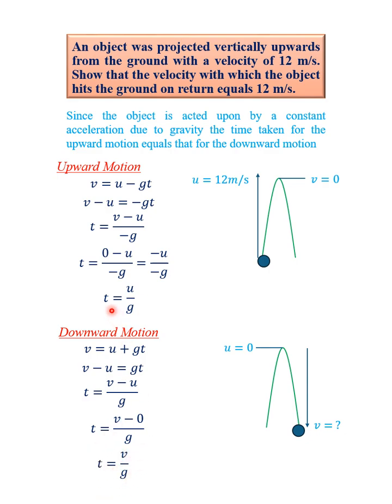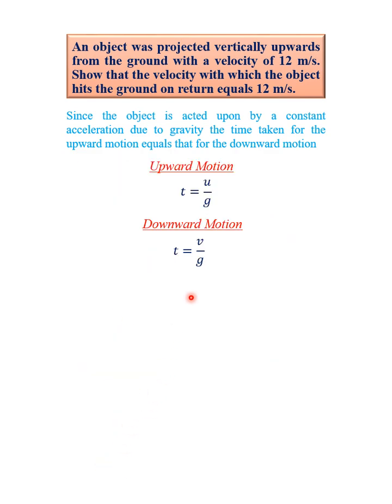So we know the t for the upward motion, and we know the t for the downward motion. On the next page, we have that for the upward motion, t is u over g. For the downward motion, t is v over g. Both are the same t, so we equate them. Hence, v over g equals u over g. Remember, we are looking for v. These g's are the same, so they cancel out, and what you have is v equals u.